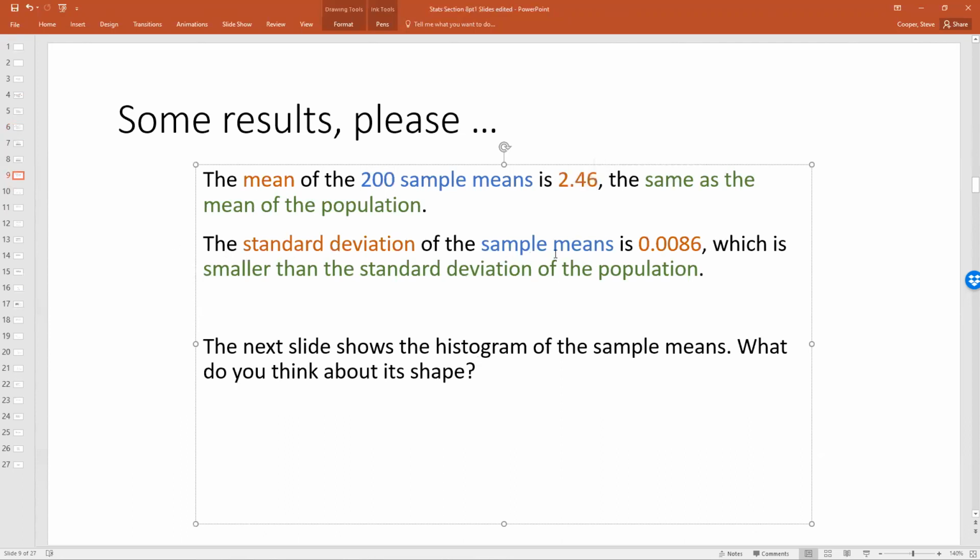Now the standard deviation, let me ask you this. Would you expect the standard deviation to get larger or smaller if we change to a sample distribution of sample means? Smaller. Okay, smaller, and why? It narrows down the data set.